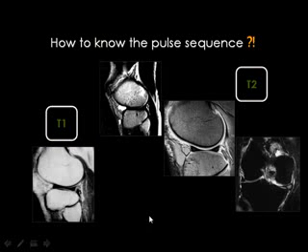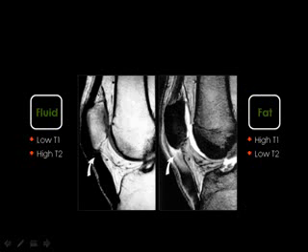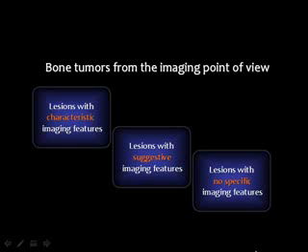Then how to know the pulse sequence? The pulse sequence is known by the appearance of the fat. The fat is bright in T1 and less bright in T2, less bright in the gradient image or T2 star, and very dark in the STIR image. Then the fluid is of low signal in T1 and high signal in T2, like the fluid in the articular cartilage of the patella and the femur, which is of low signal in T1 and high signal in T2. The fat is the opposite of the fluid. The fat is bright in T1 and dark in T2.